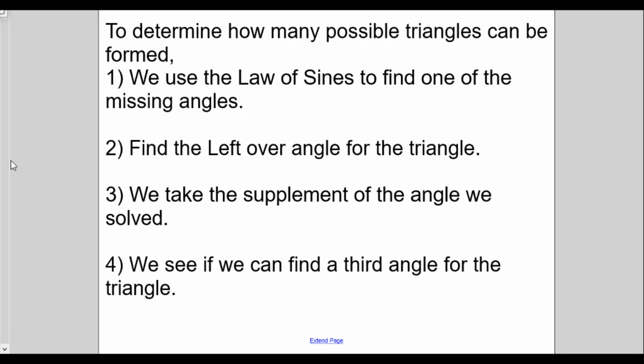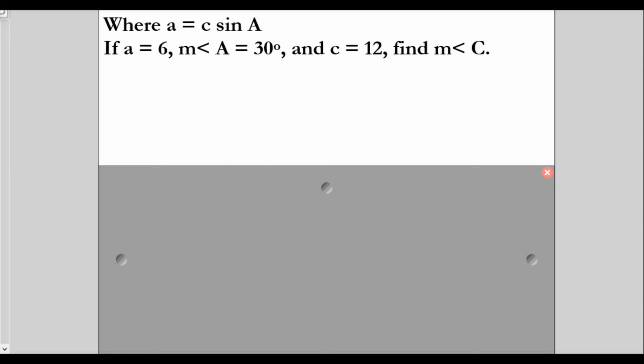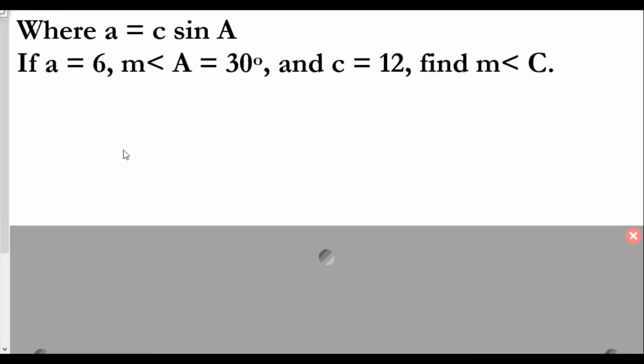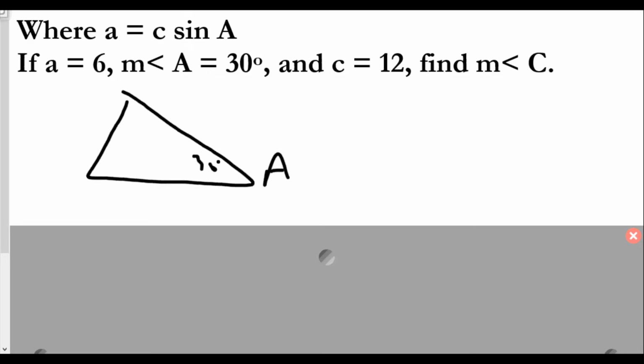A second situation we're going to look at is here. I'll make this full screen again. Here the measure of the side opposite angle A is equal to C, the side opposite C, times sine of A. I'm going to draw a triangle here. Again, A is 30 degrees, this side is 6, here is C, this side is 12, and we want to find the measure of angle C.